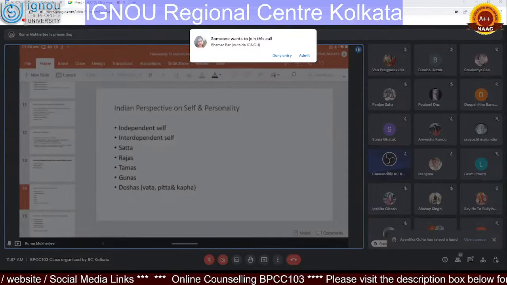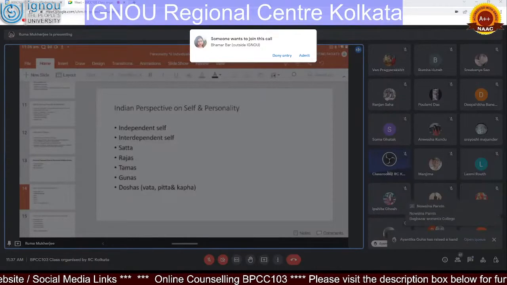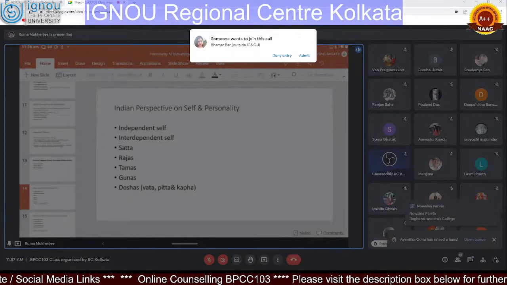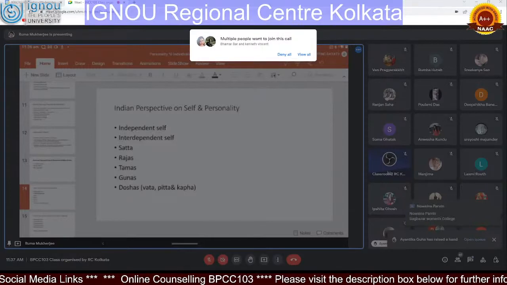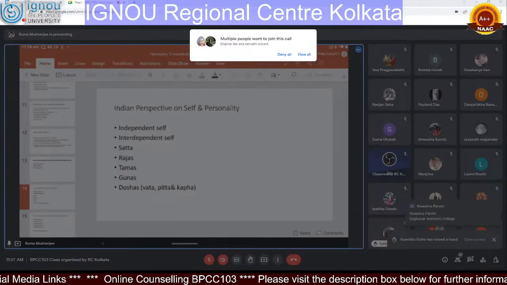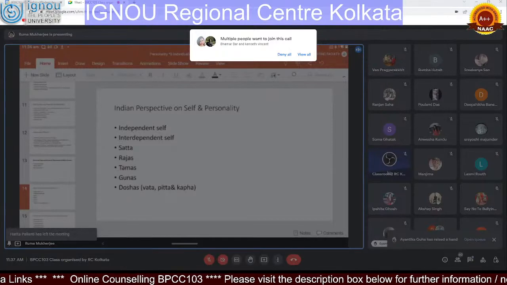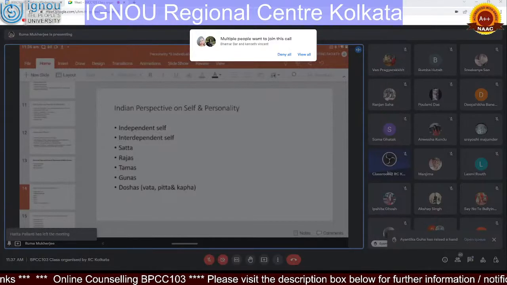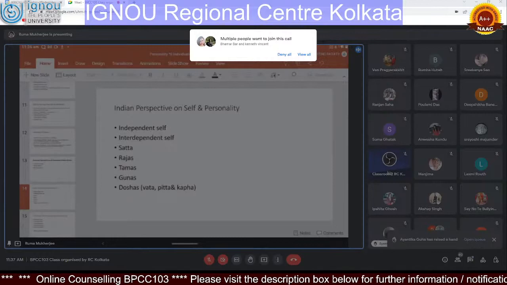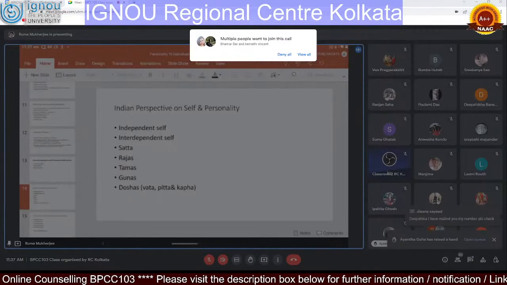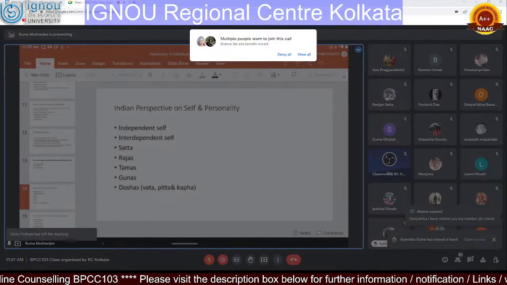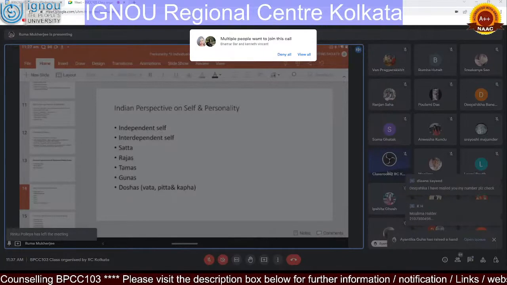Now, these doshas include the vata, pitta, and kapha. So, what is this vata? Vata relates to the space and air. The space where we are living and the air, that means what we are breathing. So, the space and the air is actually the vata.